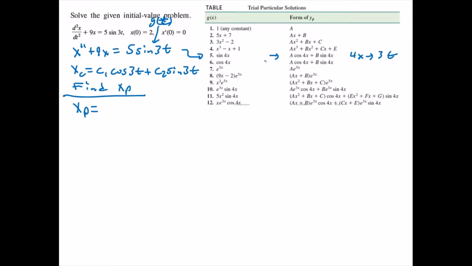The issue, however, is that those functions are in the form of the functions that are in the complementary solution. So instead of using a times the cosine of 3t, we'll use a t times the cosine of 3t. And instead of using b times the sine of 3t, we'll use b t times the sine of 3t. And so now we'll need to verify the a and the b using the given differential equation. So we'll need to find x double prime. So first we'll find x prime sub p. When we find that derivative, we can just use the product rule.